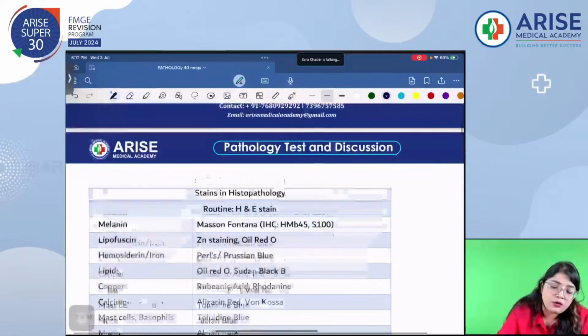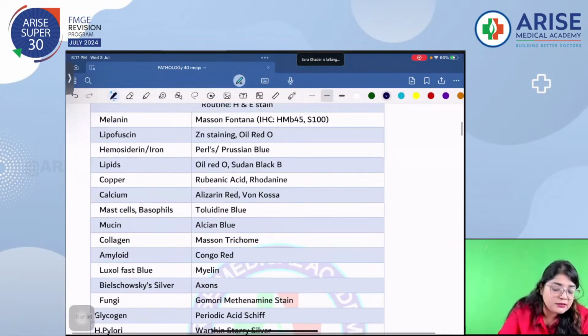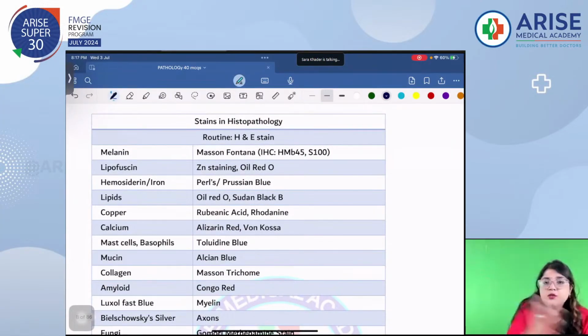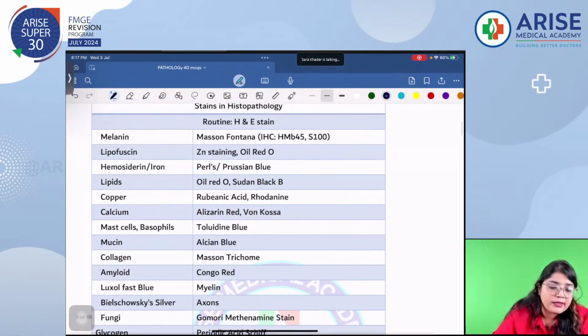All right. These are the different stains for your examination that are important. Just a quick overview, we're very close to the examination. So a quick overview, like melanin. If you remember, M4M, Masson Fontana.